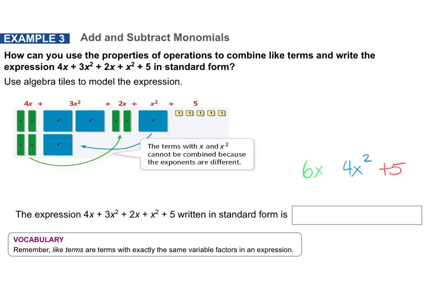But we want to write our answer in standard form, so we have to write our x squared first, then our x term, and then our constant.